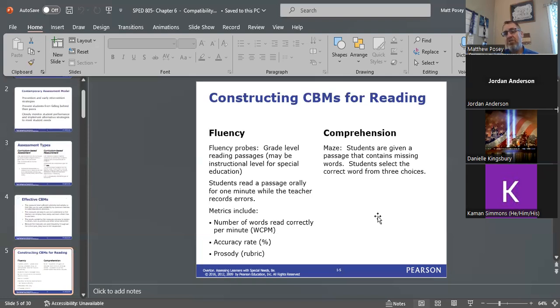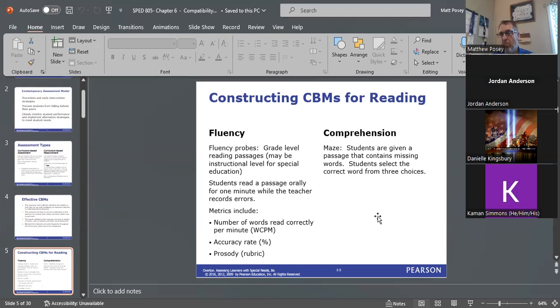So constructing or utilizing CBMs for reading. Two of the most common ones in the areas of reading are fluency or comprehension. Okay, those are the two most common ones. So fluency probes, you're going to hear the term probe. We're going to talk about that. That's what you're going to hear, especially as we get more into talking about the CBM assignment. Basically, a probe is the testing instrument we're going to use. It's just a different name for it, okay?